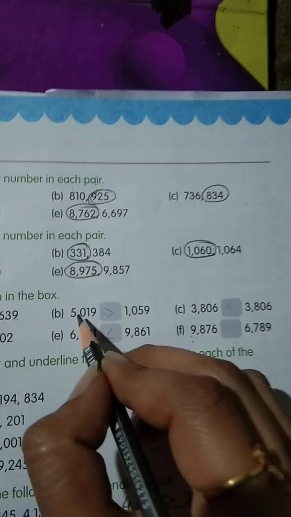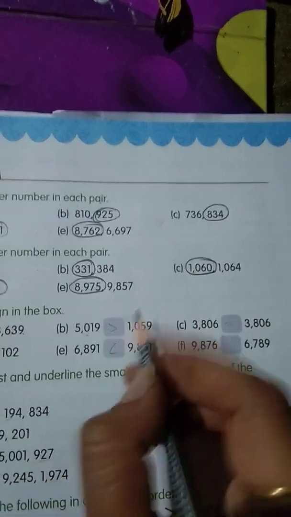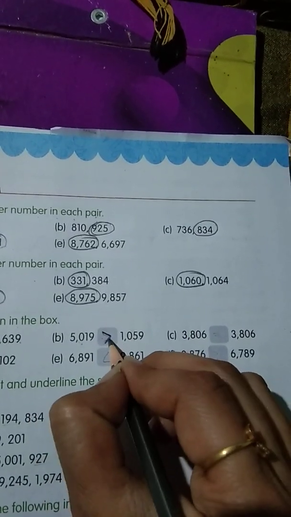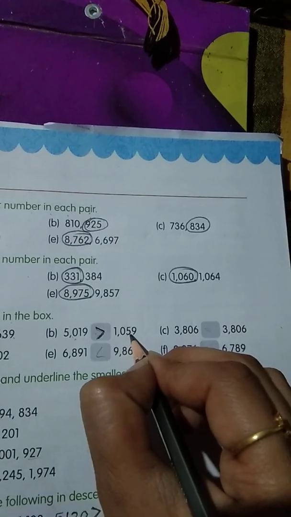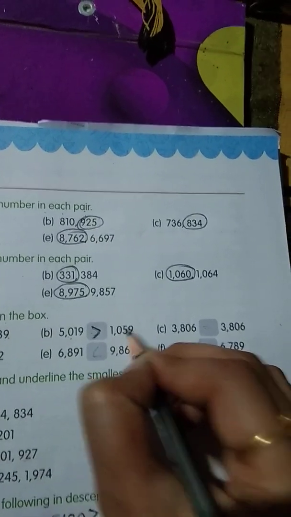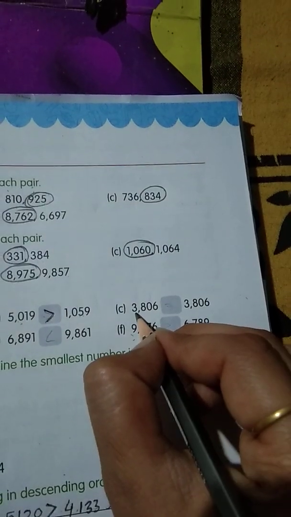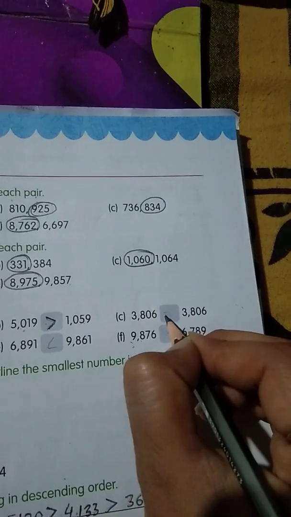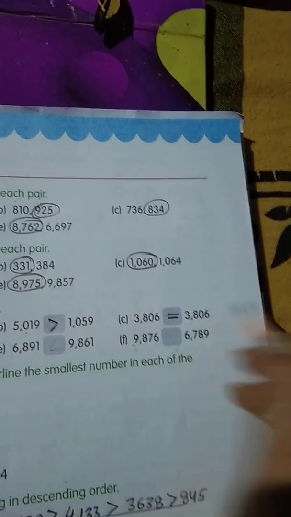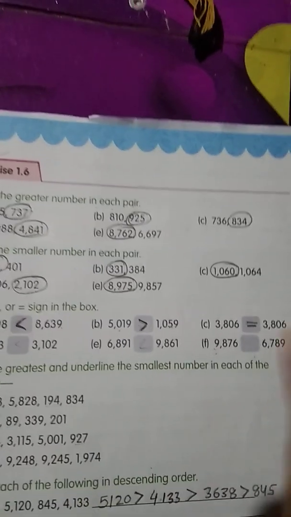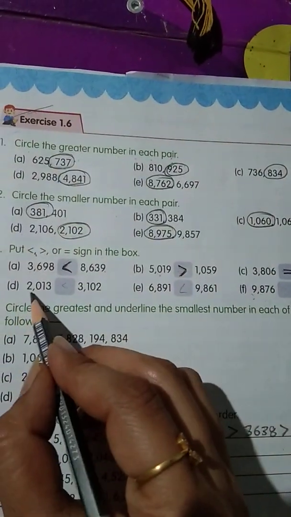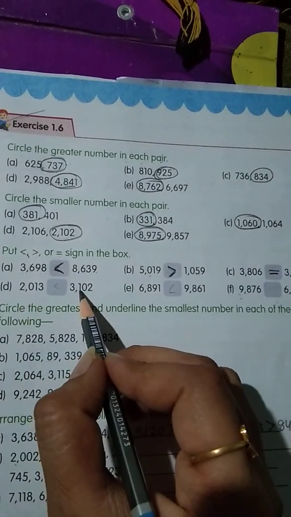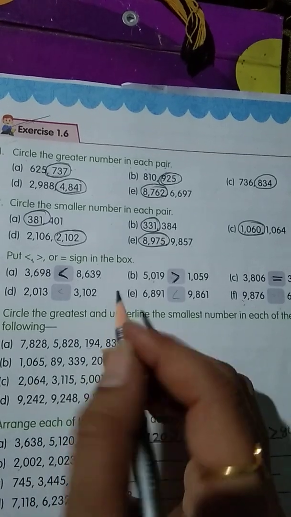Now we are coming to here. Tell me the greatest one. This one or this one? This one. So 5019 is greater than 1059. Okay. All of you understood? Now we are coming to here. This one, 3806, 3806. So what do we do? Equal. Okay. Now it's very simple: 2013, 3102. So tell me the greatest one.